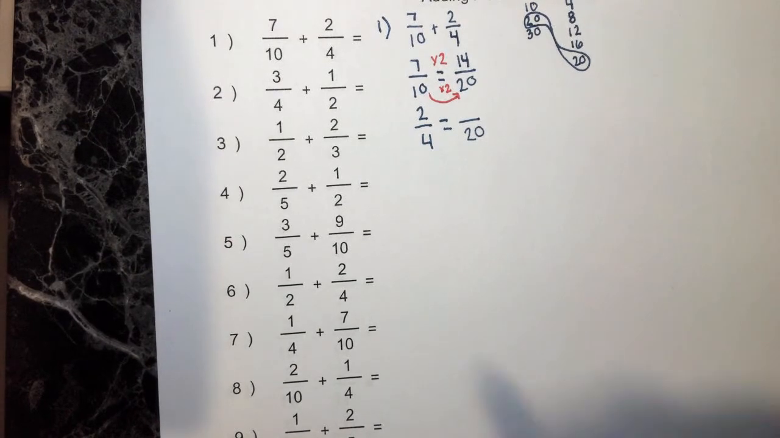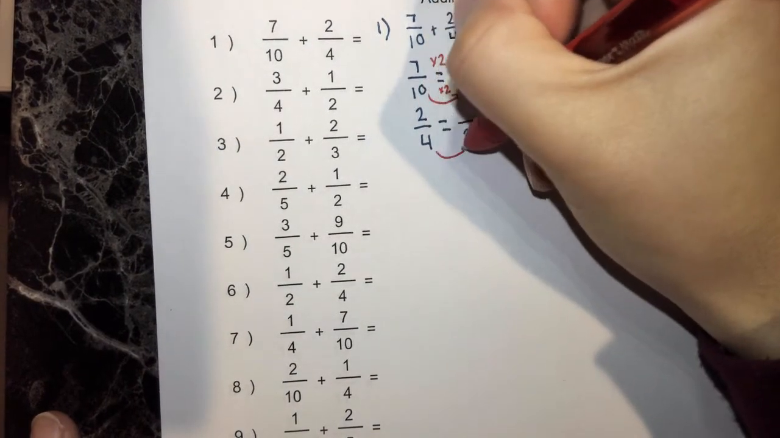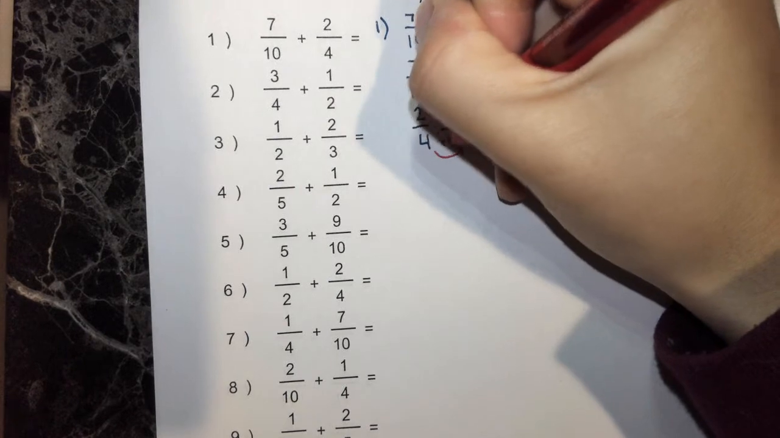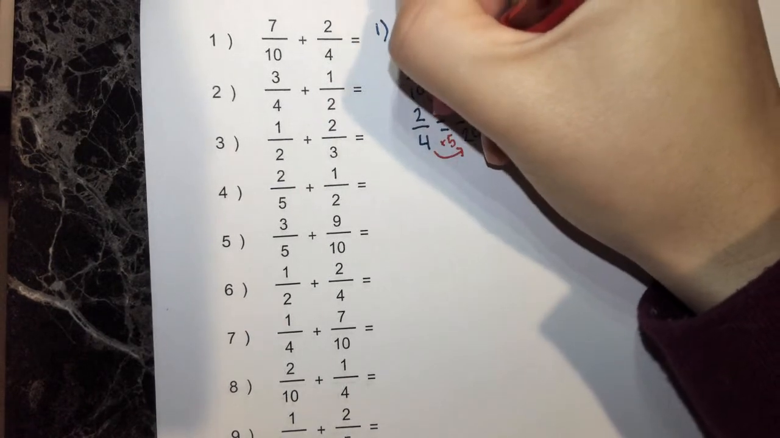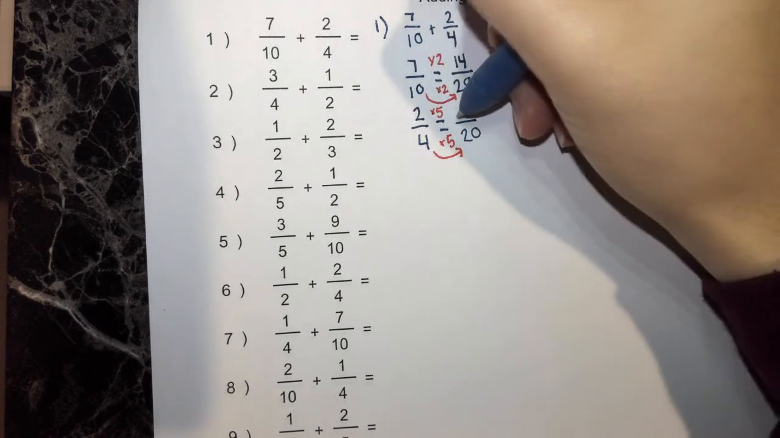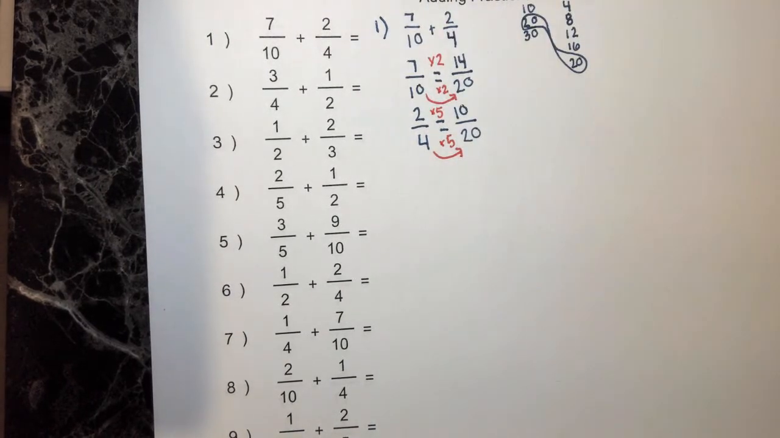Then you go to your next one. 4 times what is 20? Hopefully you see that it's 4 times 5. And you would do 2 times 5. And when you do 2 times 5, you would get 10.